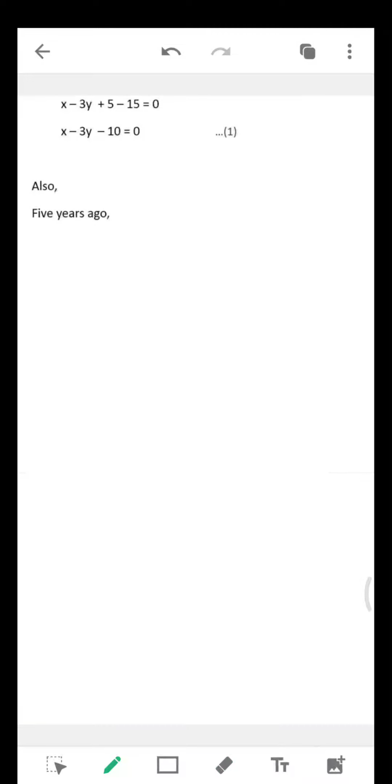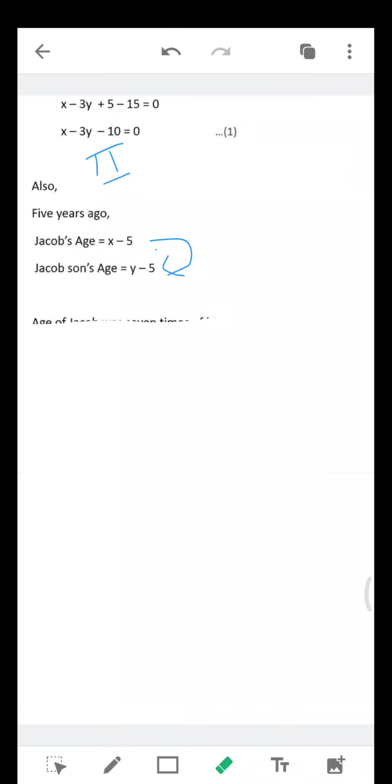Now I am going to find the second equation with this. So 5 years ago, what will be Jacob's age? X minus 5, obviously, and son's age was y minus 5, and the condition is Jacob was 7 times that of his son. So x minus 5, age of Jacob was 7 times, so it will become x minus 5 is equal to 7 into y minus 5. And if I open the bracket here, 7y, 7 fives are 35 I'll get.